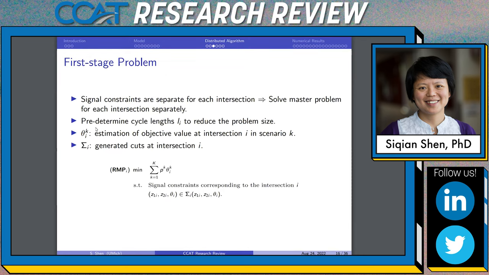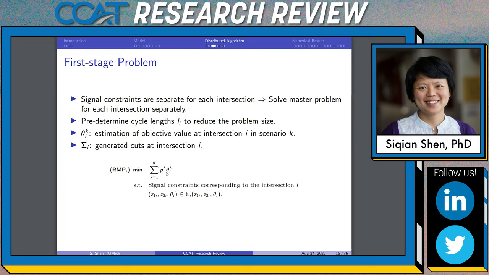So let me be more specific. In the first stage, the signal constraints are separated for each of the intersections. So in the first stage, in fact, we can do ADMM as well. Because this first stage signal plan is connected as a network, you could just look at every intersection, but you will have some penalty, which I will show you later, when you ignore their relationships. And you can also make the problem faster if you pre-decide the first stage cycle length. This can be done separately using some data mining approach to think about the best cycle length you want to use. So the cycle length is no longer my variable, but a fixed parameter.